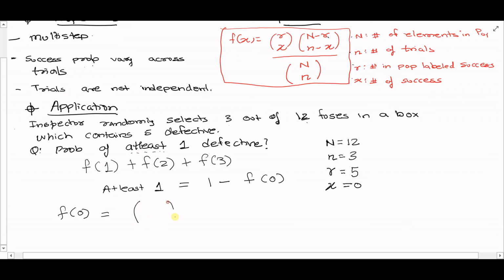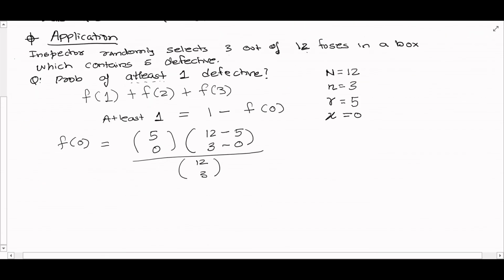So again, what is r? R is 5. X is 0. Uppercase N is 12 minus r, 5, and then lowercase n is 3. X is 0, and then divided by 12 and then 3. Okay. So I'm just using the PDF and all the information in the given application. So this will boil down to 5 factorial, right? Then 5 minus 0, 0 factorial and 5 minus 0 factorial. So that's 5 factorial again.